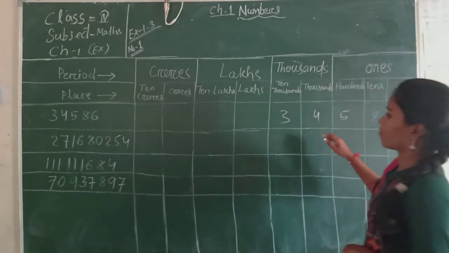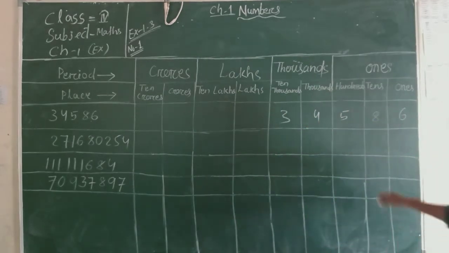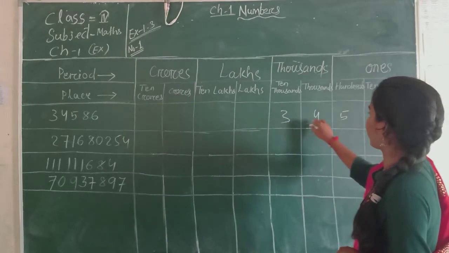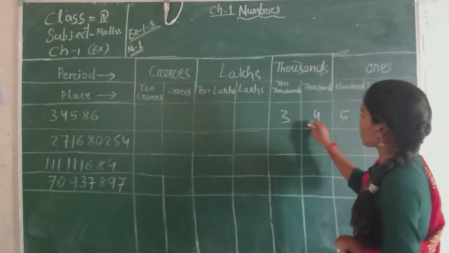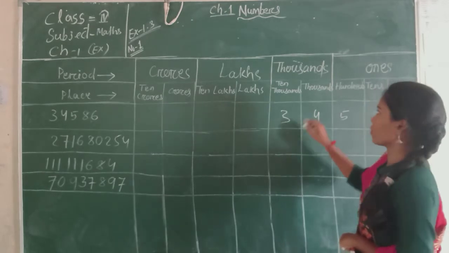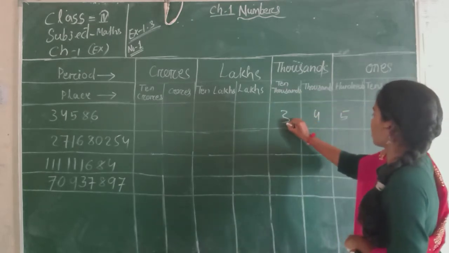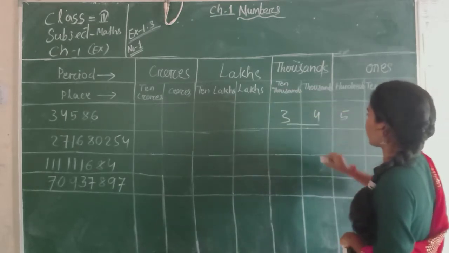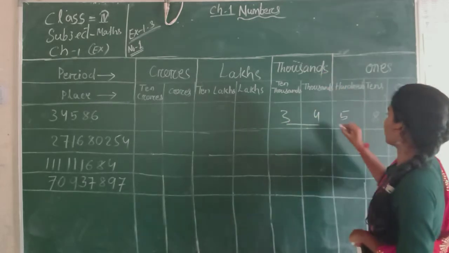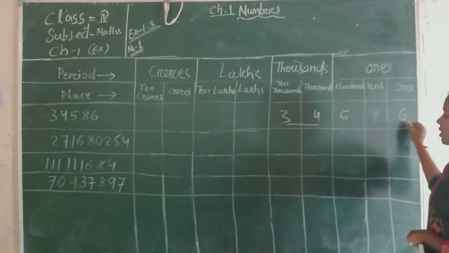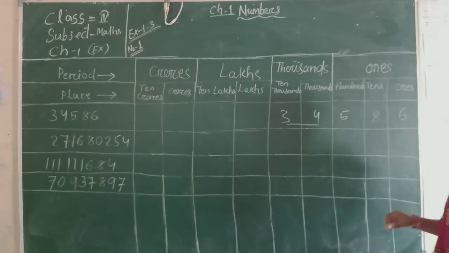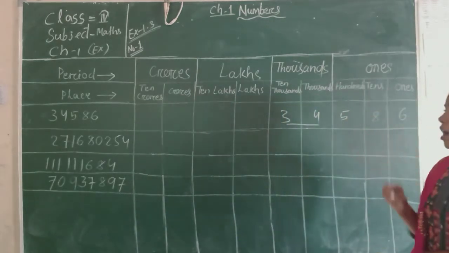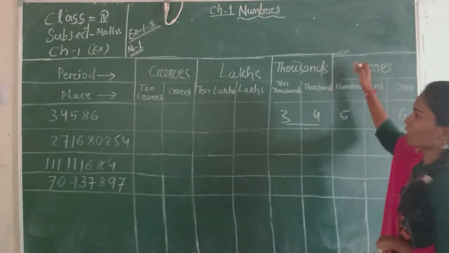So your number is 34. Here in 1000's period there are 2 digits, that is 3 and 4, 34. So it is 30 and 4. You have to read this together: 34,586. So the number is 34,586. Now put the comma on the number according to their period.